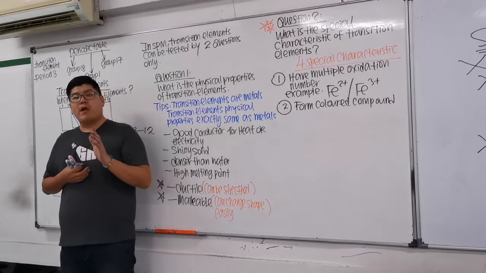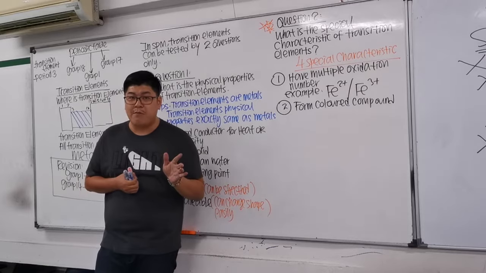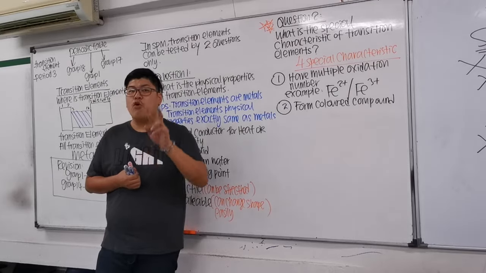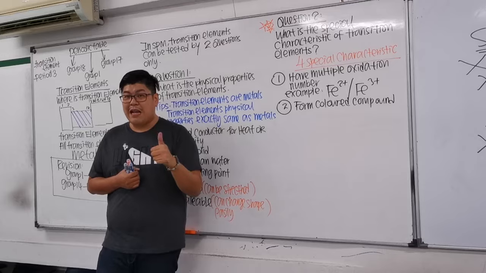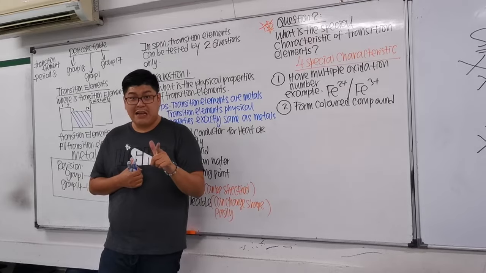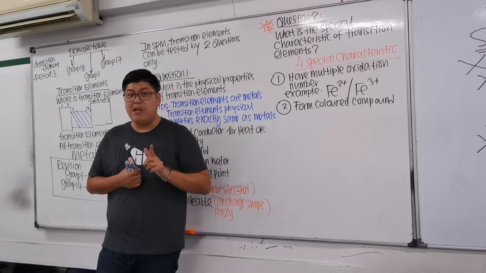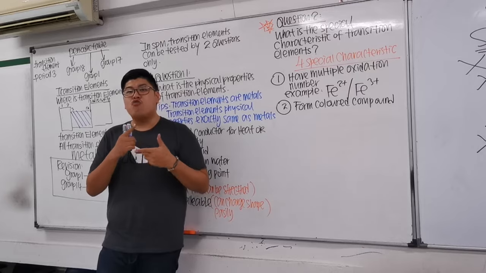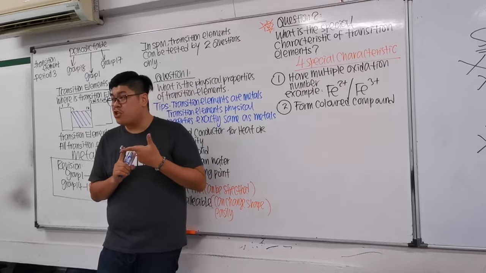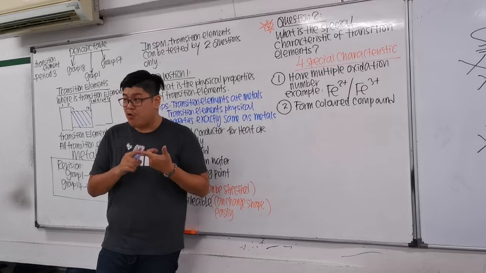What about non-transition elements? If you are not a transition element, you only have two colors. You are white or you are colorless. Understand? If you are a non-transition element, you might be white or you might be colorless. But if you are a transition element, you are colorful. Blue, green, and so on.